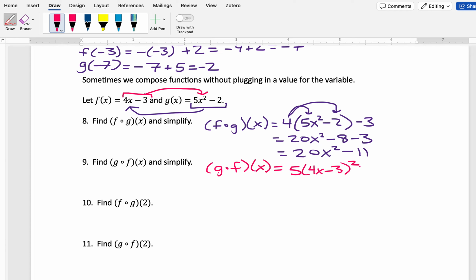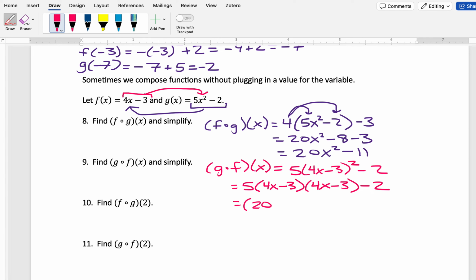squared minus 2. Now this one is going to take a little bit more work because I have to square this 4x minus 3. And when I do that, I need to remember that that is 4x minus 3 times 4x minus 3. Now, when I write it out like this, I could do this in a couple different ways. I could start by distributing the 5 into the first set of parentheses, or I could multiply the two sets of parentheses together and then distribute the 5. Whatever order you want to do is fine, it doesn't really matter. I'll distribute the 5 into the first set.